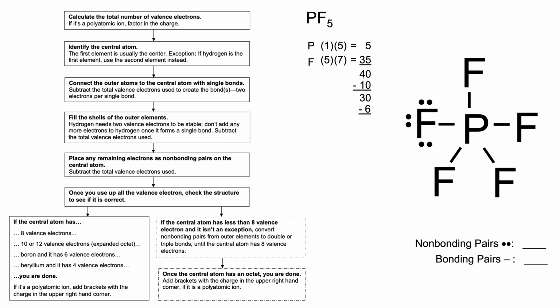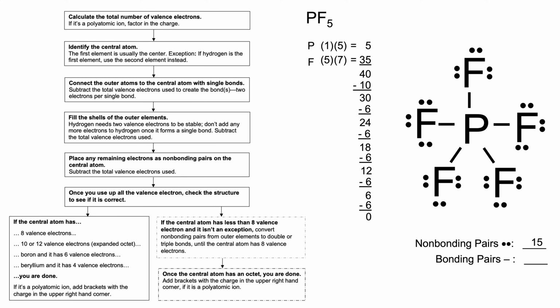So I fill that first fluorine. I now have 24 valence electrons left over. I fill the next one and I have 18. I fill the next one, I have 12 left over. I fill this next one, I have 6 left over. I fill that final one, and now I've reached 0. When I check the central atom, it has 2, 4, 6, 8, 10 valence electrons. It's an expanded octet, so it's done.